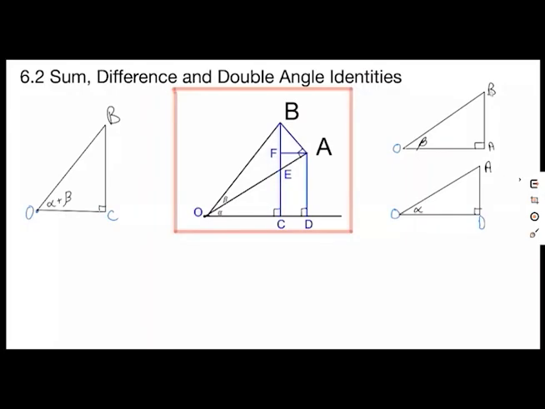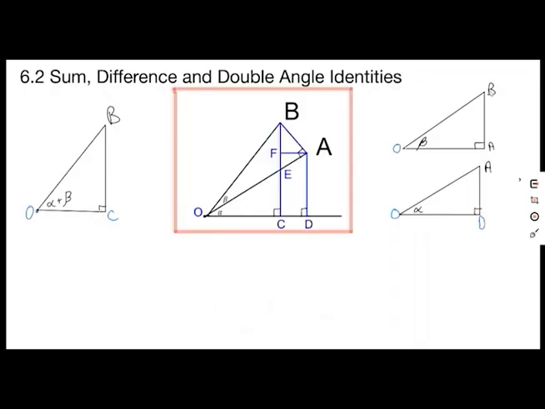Welcome to today's lesson on Chapter 6.2, Sum and Difference Double Angle Identities. The angle identities that we're going to look at today are more complicated than, say, the reciprocal identities or the Pythagorean identities that we've looked at. In order to derive those identities, we have this somewhat complicated drawing that we have here in the middle of the page.